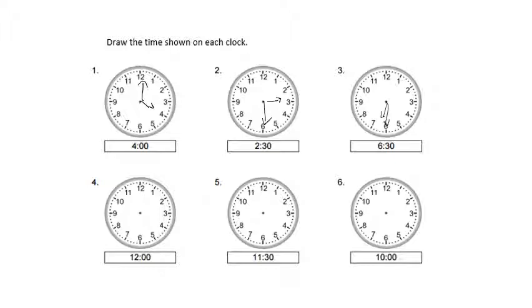That's right. Number 4, where does my hour hand belong on? Which number? 12. And my minute hand belongs on the? 12 as well. That's right. Number 5, 11:30. Where does my hour hand belong? Ali, between what? Between 11 and 12. That's right. And my minute hand belongs on the 6.